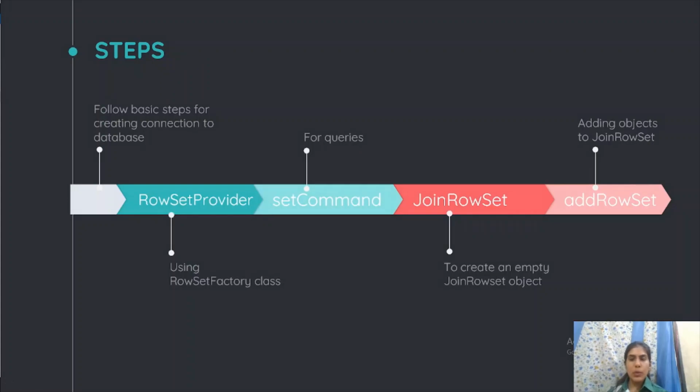The steps to be followed to create a row set object are as follows. First, we follow basic steps for creating connection to database. Then we create row set provider object using row set factory class. Then we use setCommand method for giving queries. Then finally, we create an empty join rowset and then we add objects using addRowSet method.